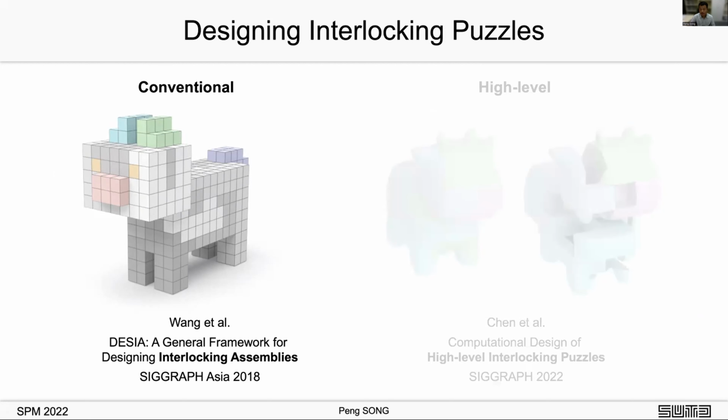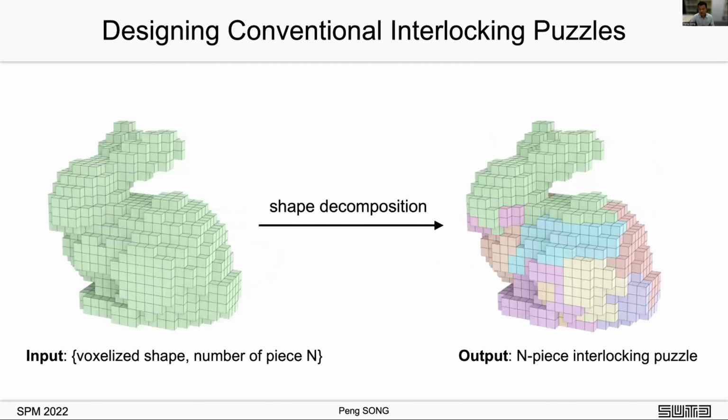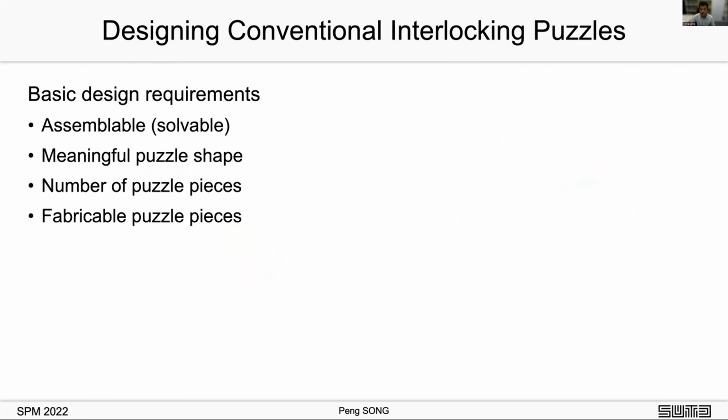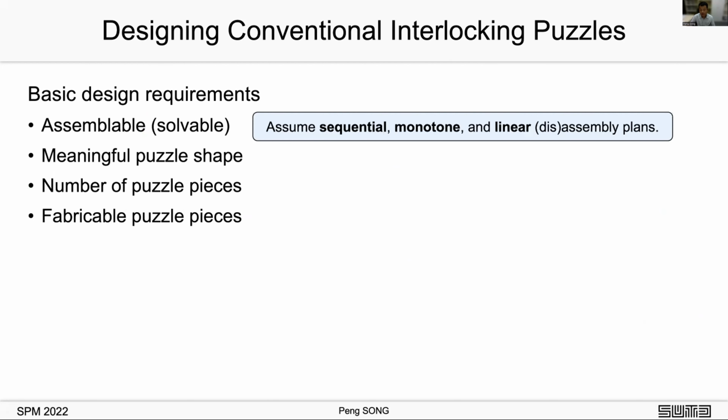Okay, so let's talk about the first research work. To design a conventional interlocking puzzle, our input is a voxelized shape and the number of puzzle pieces n. Our output is the geometry of the n-piece interlocking puzzle with a given shape. This puzzle design problem can be formulated as a shape decomposition problem. And the shape decomposition should satisfy the 4 basic design requirements: assemblable, meaningful shape, number of puzzle pieces, fabricable puzzle pieces. Note that we assume sequential, monotone, and linear disassembly planes.